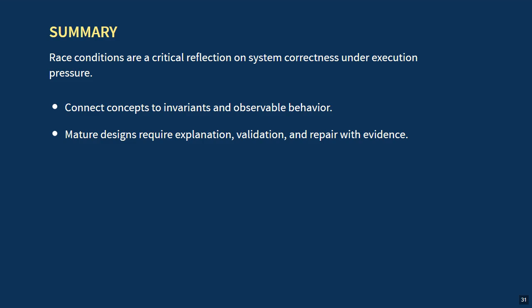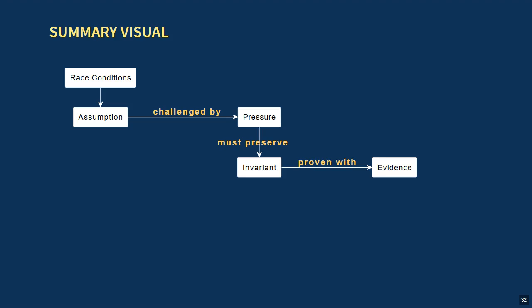In summary, reflecting on race conditions is essential for maintaining system correctness under execution pressure. Connecting our concepts to invariance and observable behavior is key to developing mature designs that can be validated and repaired with evidence. This summary diagram reinforces the lecture's main reasoning chain. Identify the assumption, apply pressure, preserve the invariant, and support the conclusion with observable evidence.